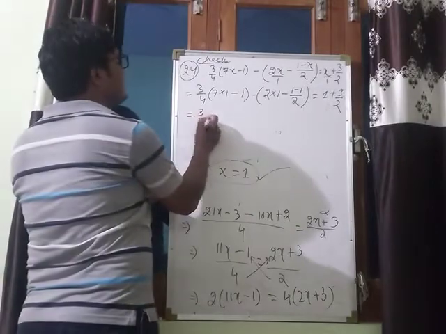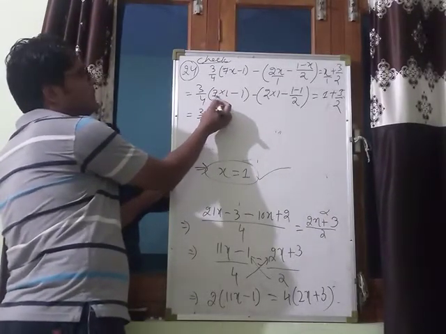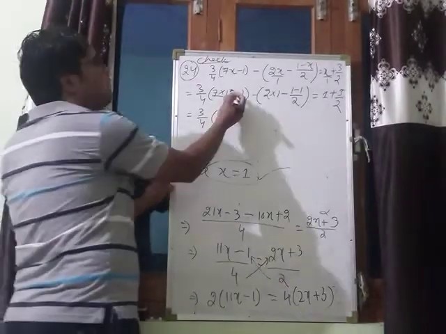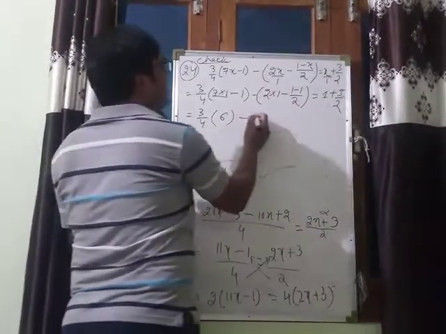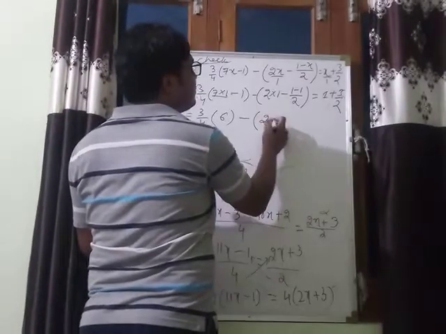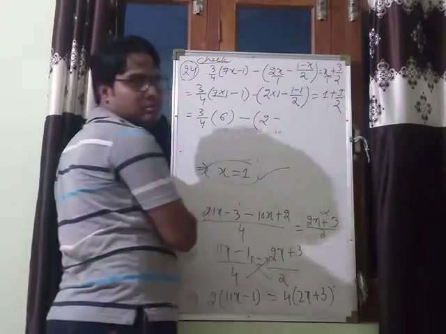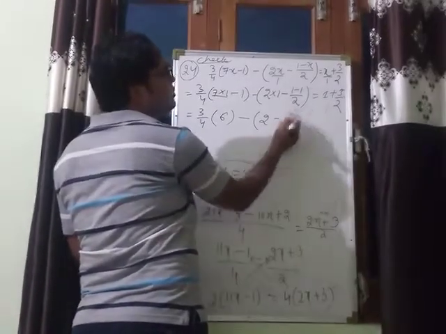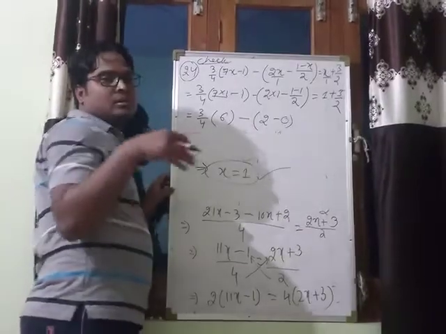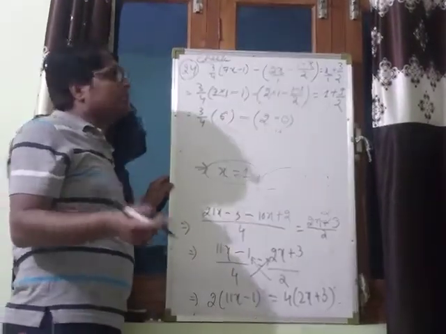So what do we have? That is 3 by 4. You can see 7 1 is 7, minus 1, that is 6. 7 minus 1 is 6. Minus, that is 2 1 is 2, minus (1 minus 1) is 0. That means 1 minus 1 is 0. 0 divided by 2 is 0. When 0 is divided by any number, the answer will be 0.